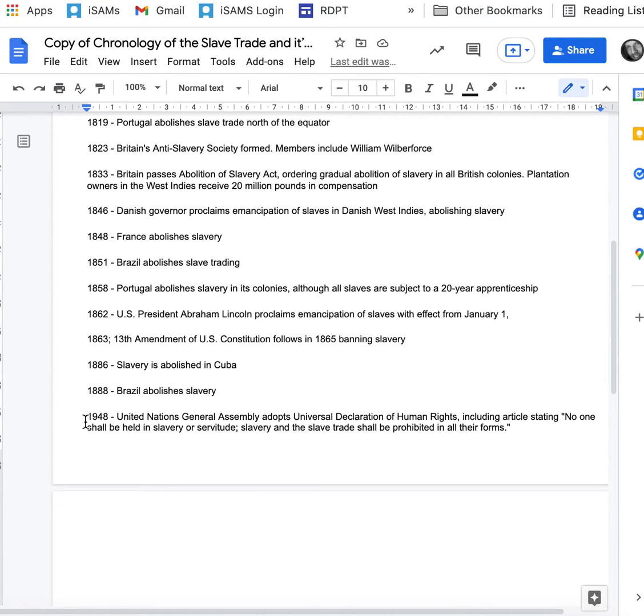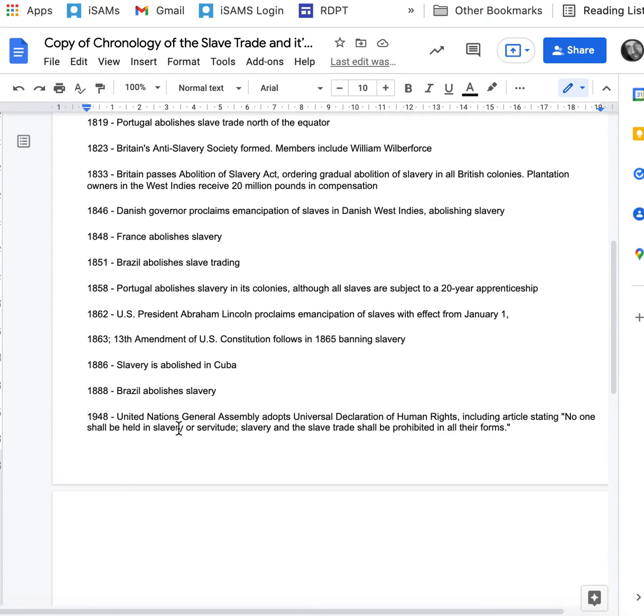The last date here is even more significant for me though. In 1948, the United Nations finally takes on board the Declaration of Human Rights. Within that, there's an article saying that no one shall be held in slavery or servitude. Slavery and the slave trade shall be prohibited in all their forms. So that's really the global recognition in 1948 that slavery is illegal and should not be tolerated and people should be punished.